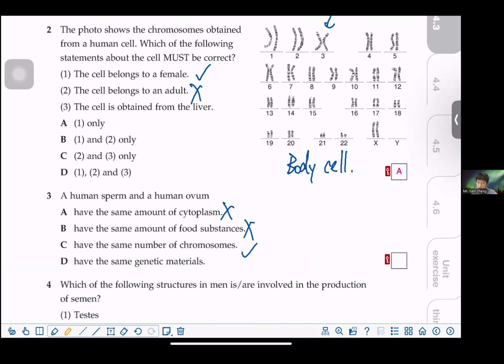But do they have the same genetic materials? No. Why do they not have the same genetic materials? Because some of the ova may carry an X chromosome, but some of the sperm may carry a Y chromosome. So in this case, the genetic materials are different. Therefore, the answer here would be C.